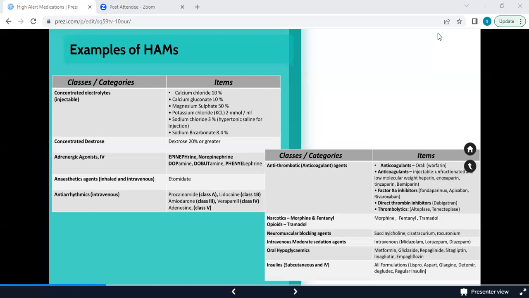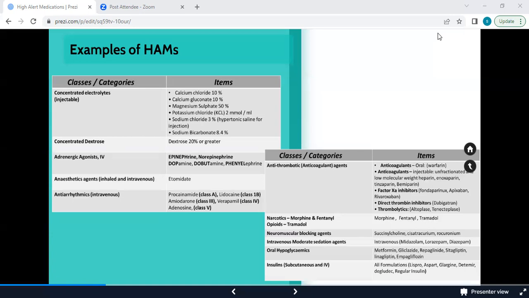We know that some of these medications, such as warfarin, are considered narrow therapeutic index medications. Why? Because the difference between the maximum concentration and the minimum concentration is very narrow, and that's why they are considered narrow. Warfarin is a narrow therapeutic index medication. So for anticoagulants, the oral form, we have warfarin.